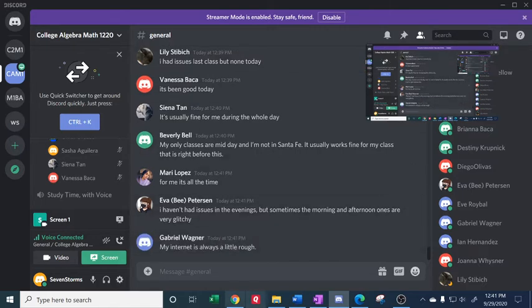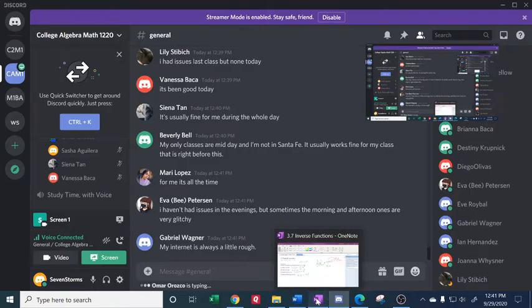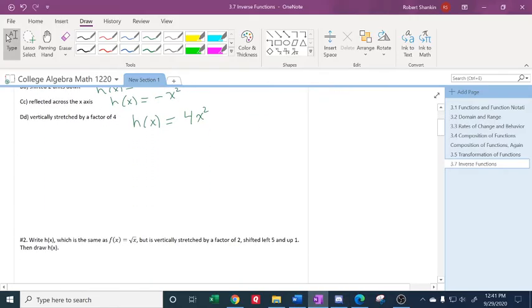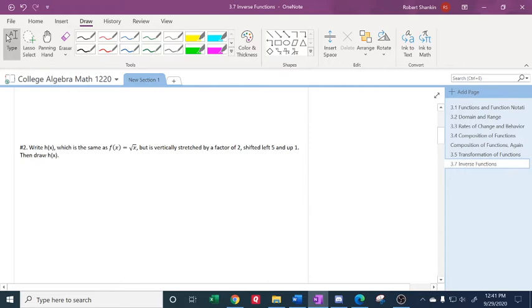All right. Well, let's go back to number 2. Write the function h of x, same as f of x, but vertically stretched by a factor of 2, shifted left 5 and up 1. Then draw h of x.